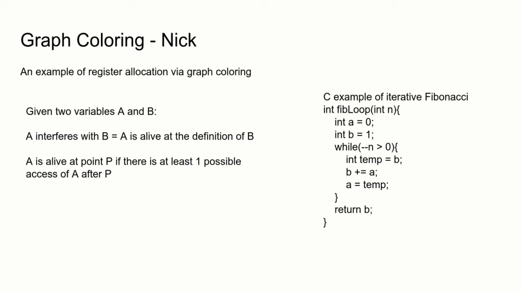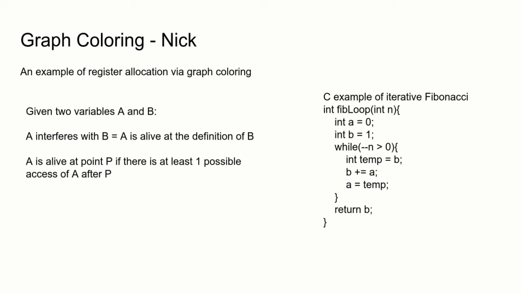So to give an example of the register allocation, we have to define what is the term interference. The term interference, at least in the paper cited previously, is that A interferes with B is the same as saying A is alive at the definition of B. Now, what does it mean for a variable to be alive? Well, a variable is alive if at some particular point, there's at least one possible access of that variable after that point.